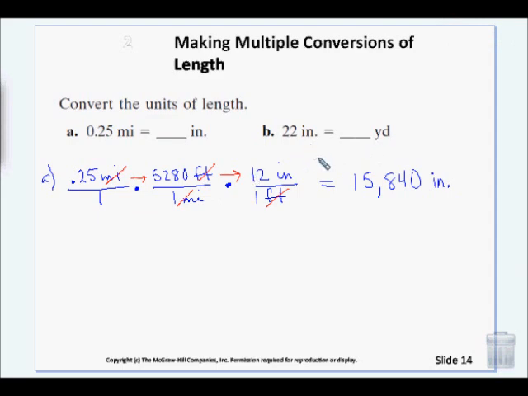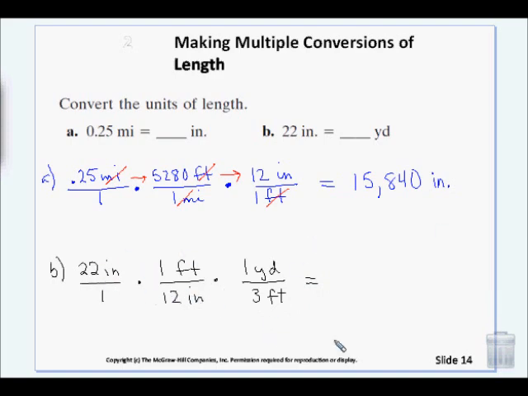Yeah, I can do inches to feet to yards. So I've got 22 inches. And I know that in 1 foot there are 12 inches. And I know that in 1 yard there are 3 feet. Now here I've got some numbers in the numerator and the denominator. So I'm going to cancel my feet and my inches out. And if I wanted to, I could cross cancel this 12 and 22, but you don't have to if you don't want to. You just multiply straight across.